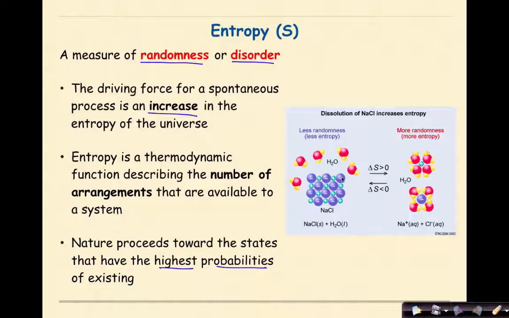So in this graphic over here, we're looking at the dissolution of sodium chloride increases entropy. So the less random or the lower entropy state is when sodium chloride appears as a solid and the water molecules surround the sodium chloride. Entropy will increase as the water molecules pull the sodium ions and the chloride ions off of the solid and things become much more random.